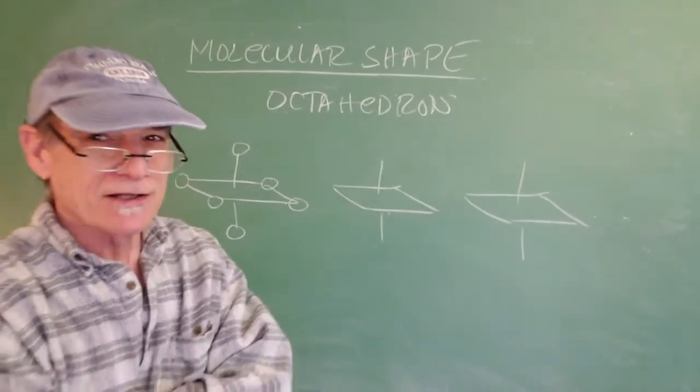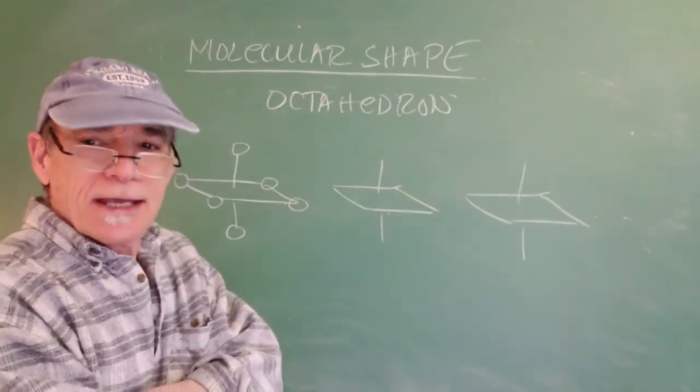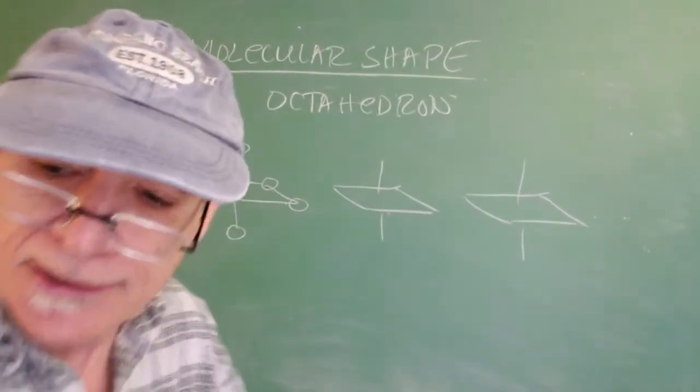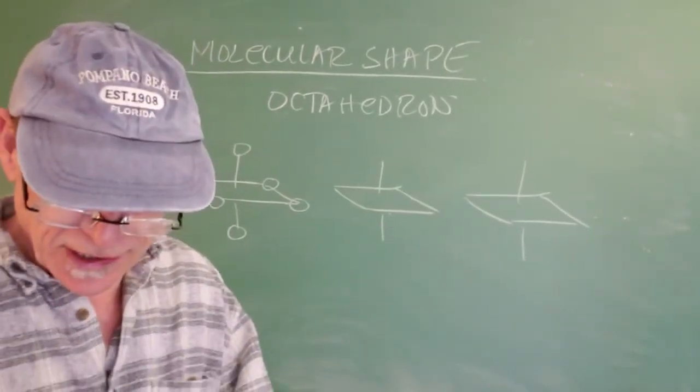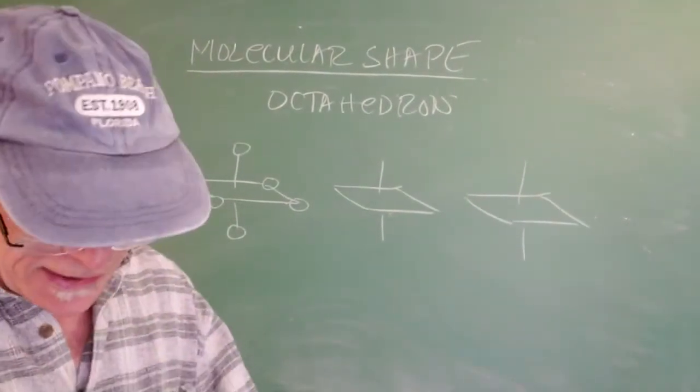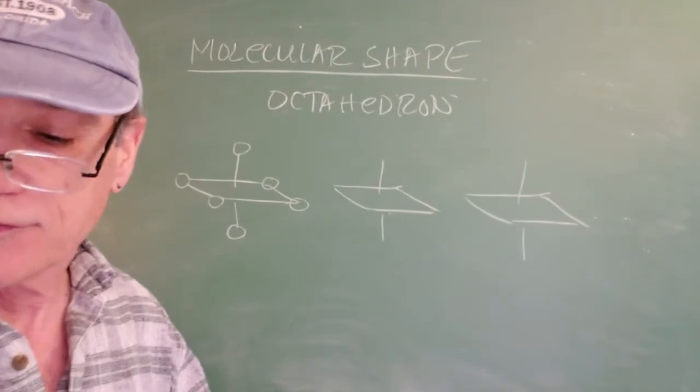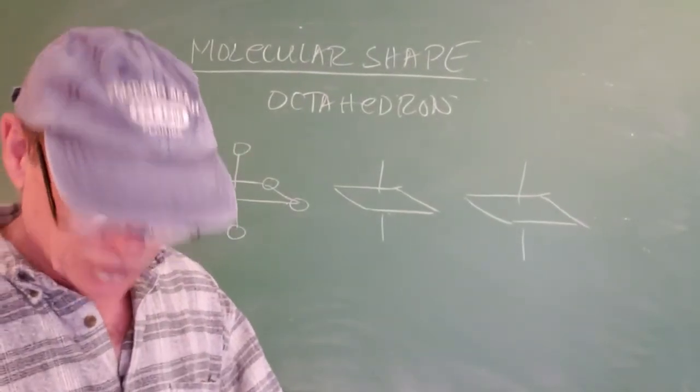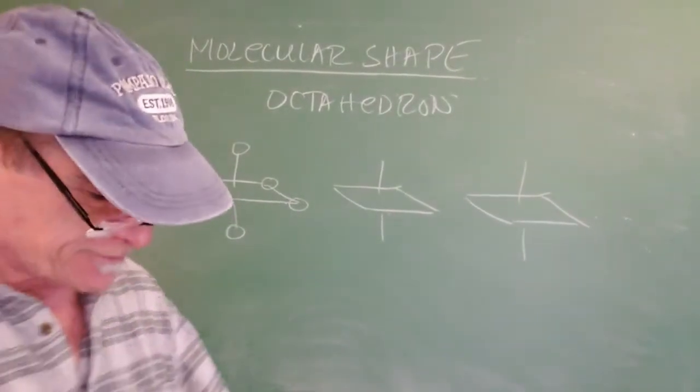Okay, six-legged molecules based on an octahedron. And again, if there are six legs on the molecule, whether they're bonded atoms or lone pairs, six of them means it's going to take the shape of an octahedron. I'm reassembling my molecule here.